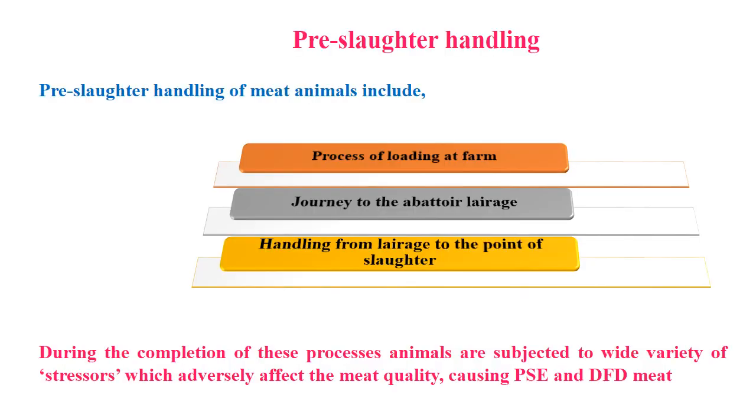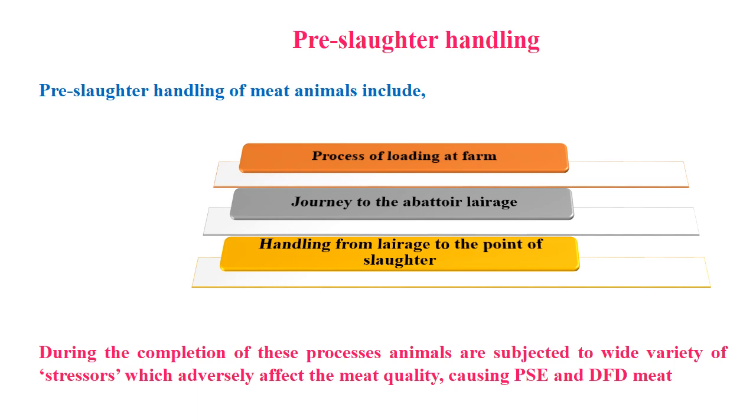Now we will discuss pre-slaughter handling. The pre-slaughter handling of meat animals has three aspects. One is during the process of loading. The animal has to be procured and transported, so they have to be loaded into different kinds of vehicles. So that is one point where the handling is important.